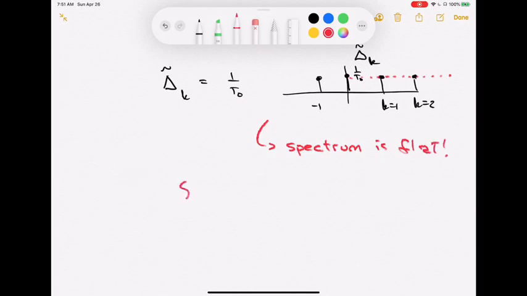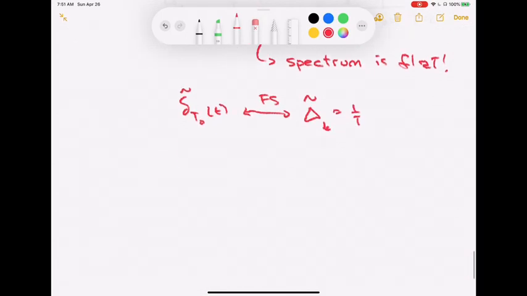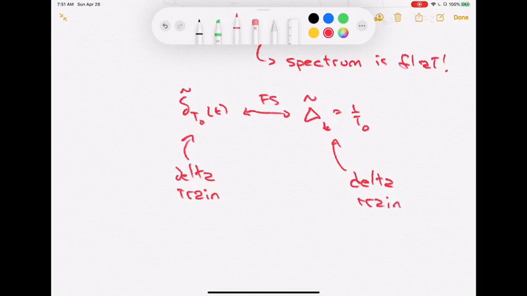And what we see is that delta tilde sub t naught of t goes to a Fourier series, which is my cap delta tilde of k being 1 over t naught. It's like a delta train. This is a continuous time delta train in time, and it goes to something that is also delta train-like, but you might call this a discrete delta train in the frequency domain.